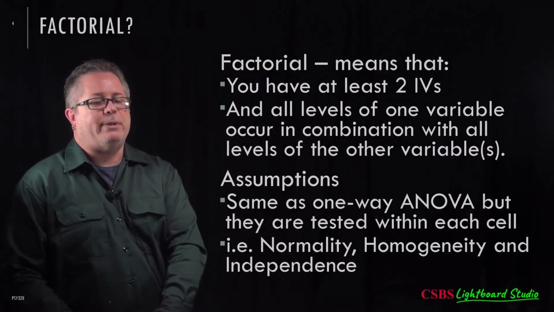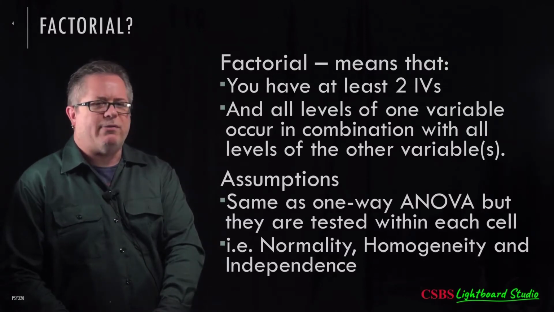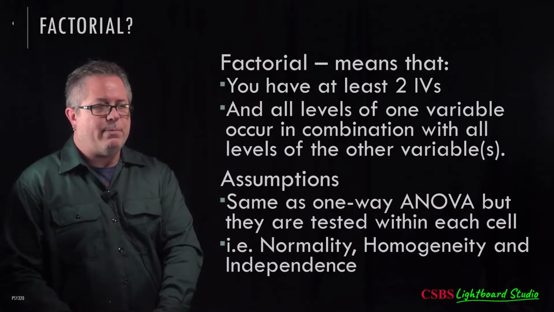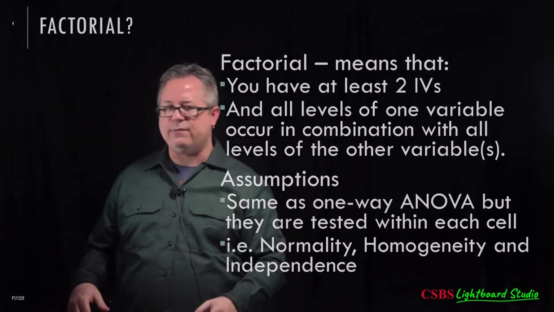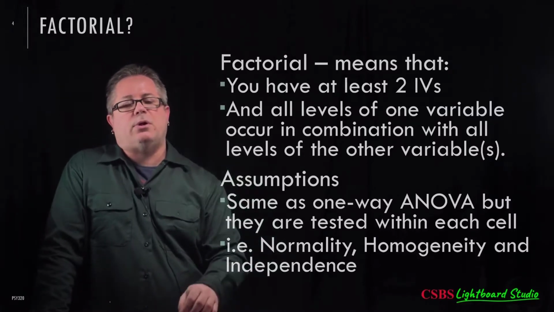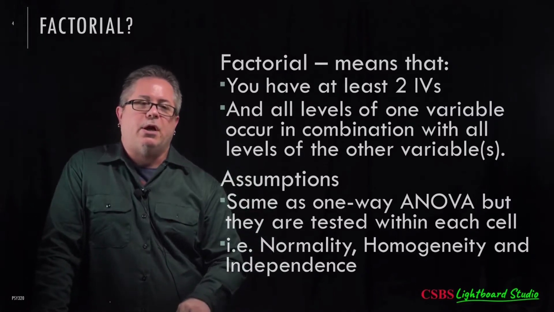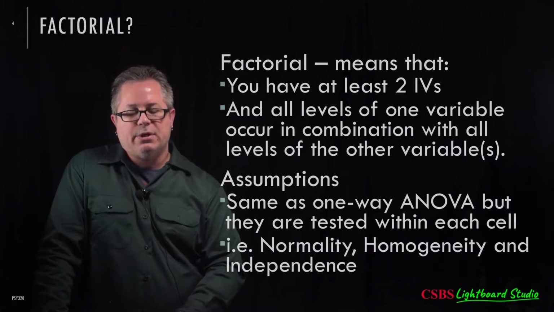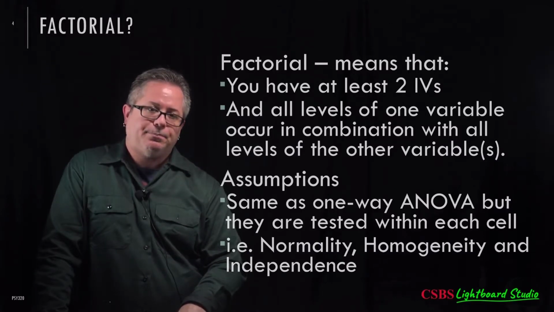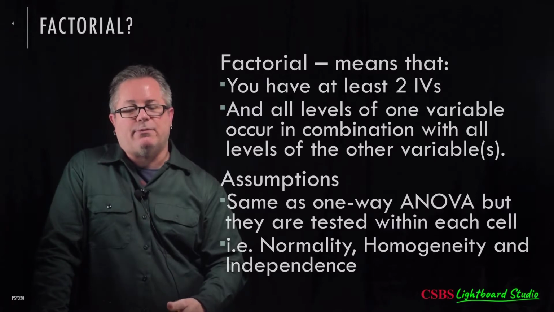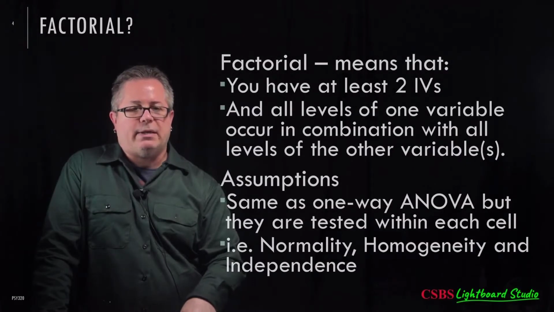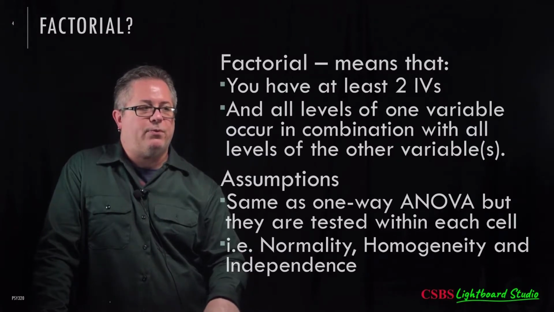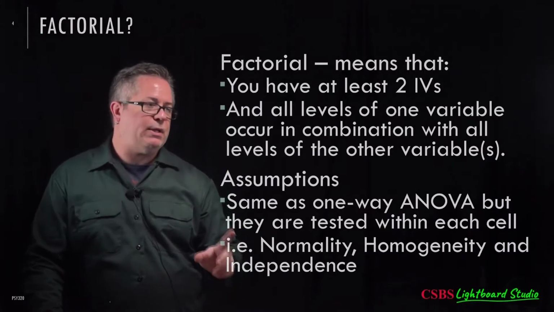So what does factorial mean? And what do we mean by one-way versus two-way versus three-way? Factorial means that you have at least two IVs. So the minimum factorial design is going to have at least two IVs. And all levels of one variable occur in combination with all levels of the other variable. So every conceivable combination occurs. So if I have 3 levels of brand and 3 levels of type of food, which we'll talk about in a second, every brand has to exist in combination with every type of food in order for it to be fully factorial.